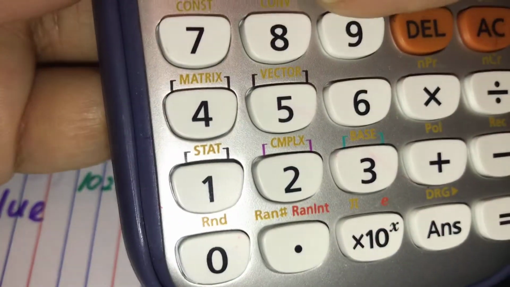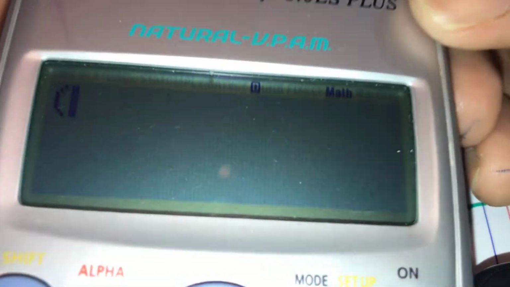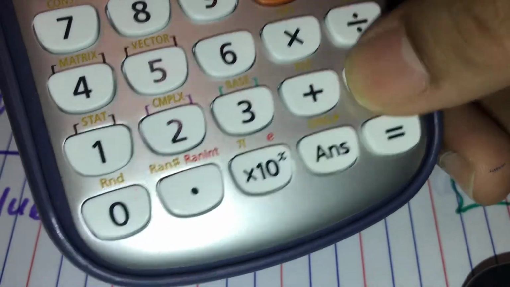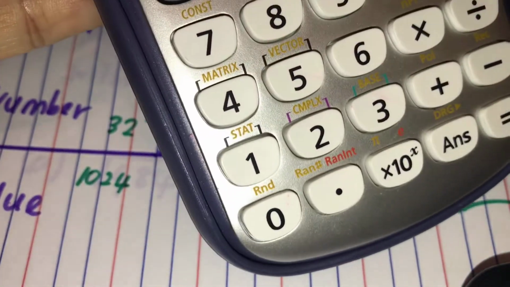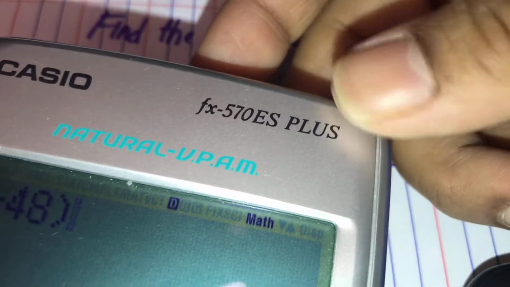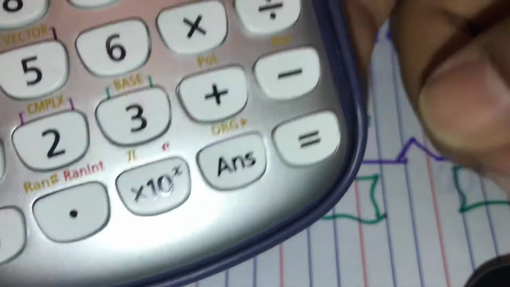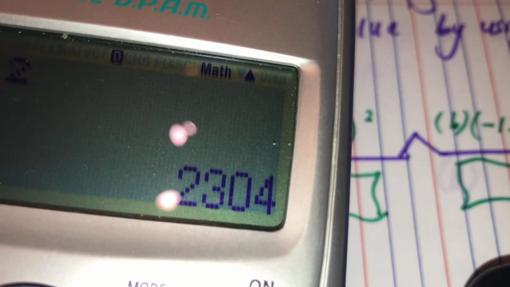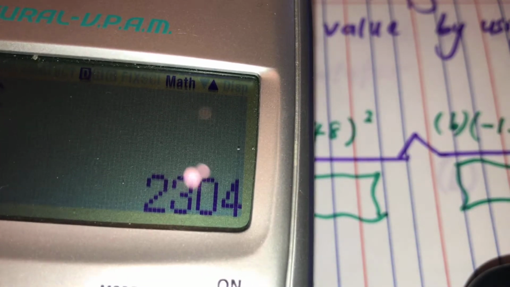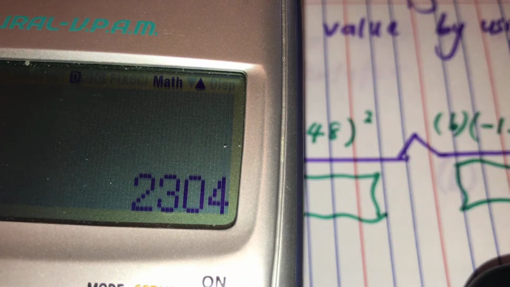So bracket, because this one is negative, you press negative 48, close bracket, and then press the square. Okay, and then you press equal. You will get 2304. Okay, you can write here 2304.